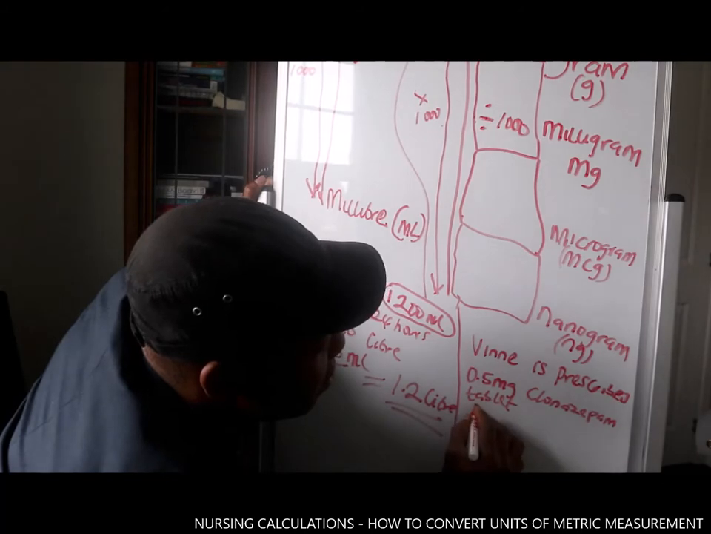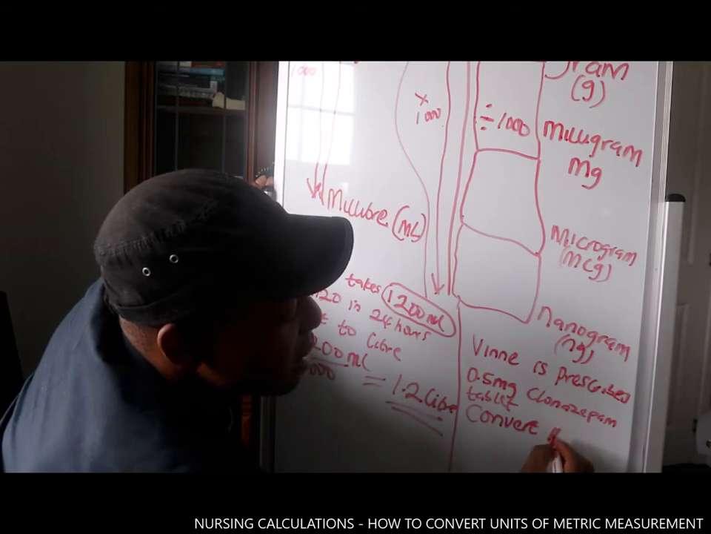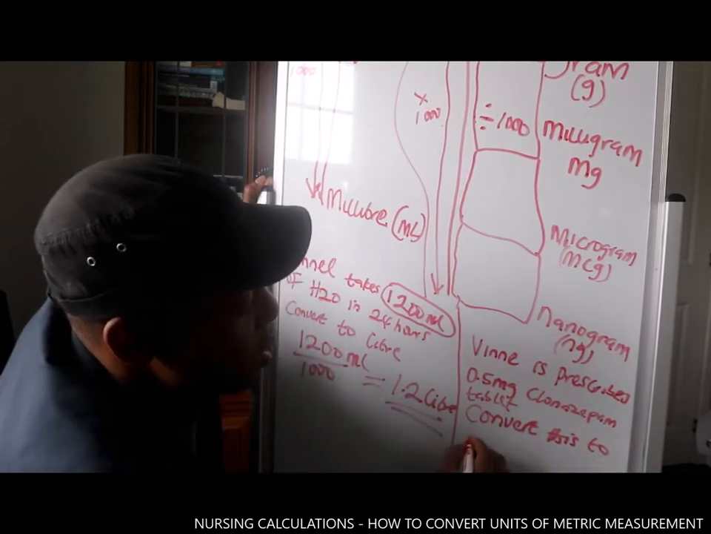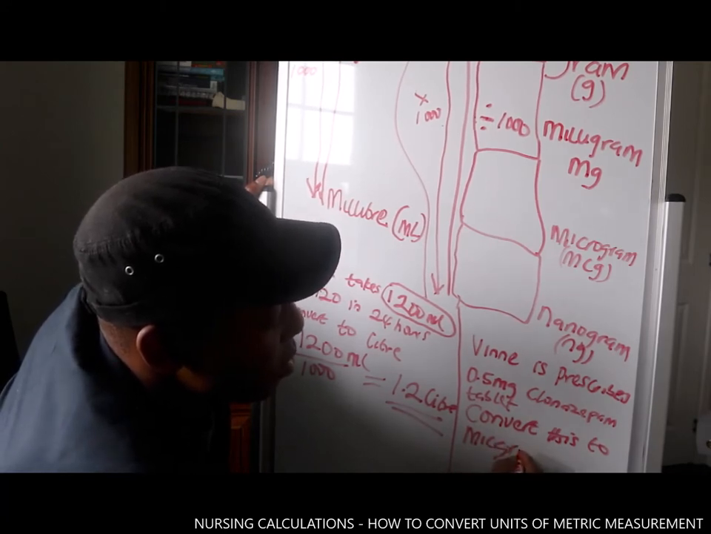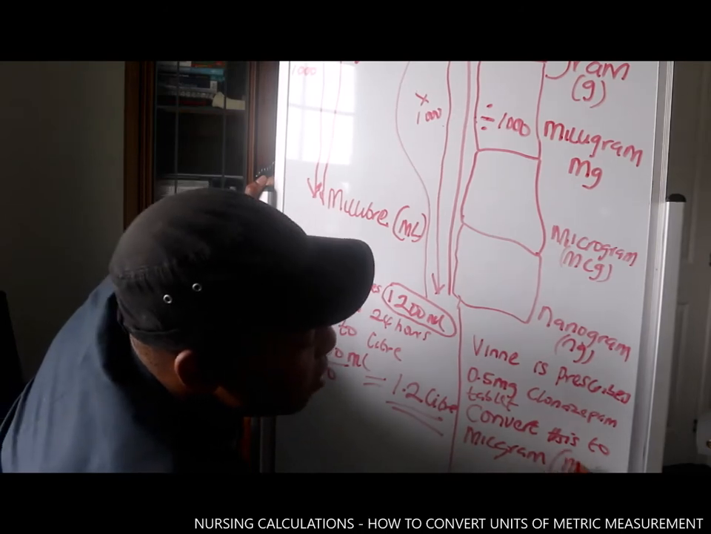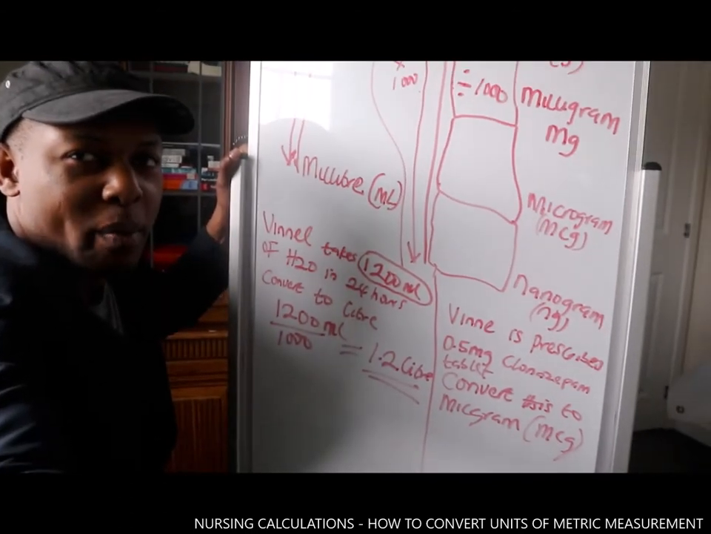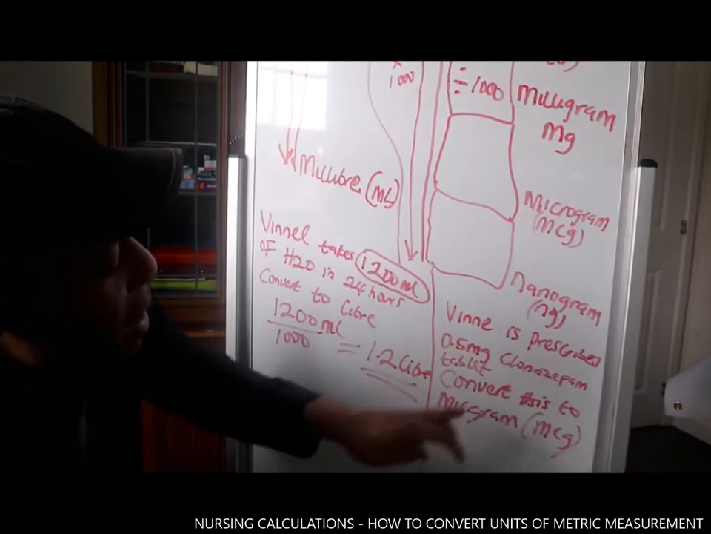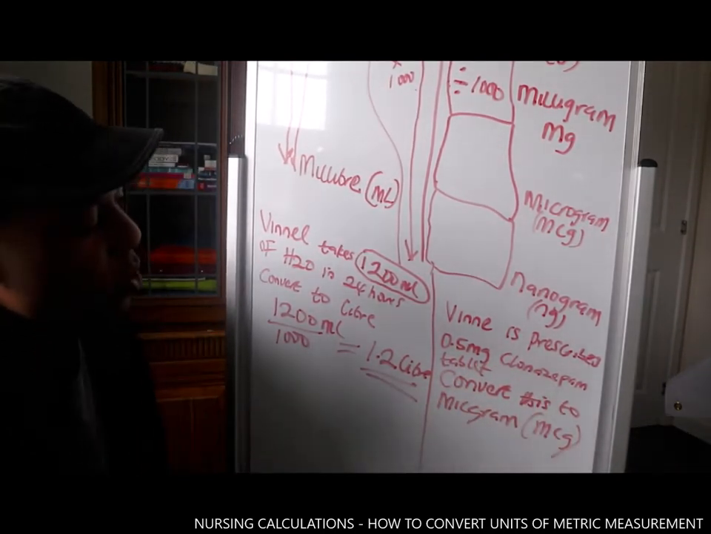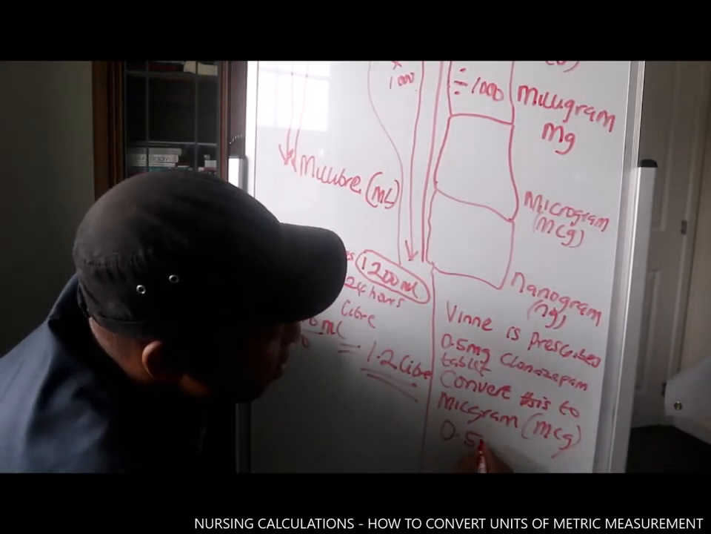Convert this to microgram, which is mcg. So you can come across this kind of question whereby they ask you: a person is prescribed 0.5 milligram clonazepam tablet. Convert this to microgram. Okay, so 0.5 milligram tablet is what you need to work with.